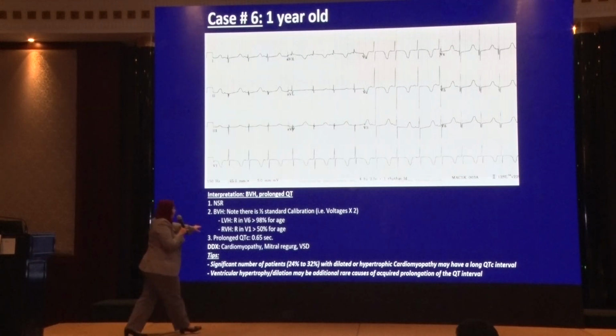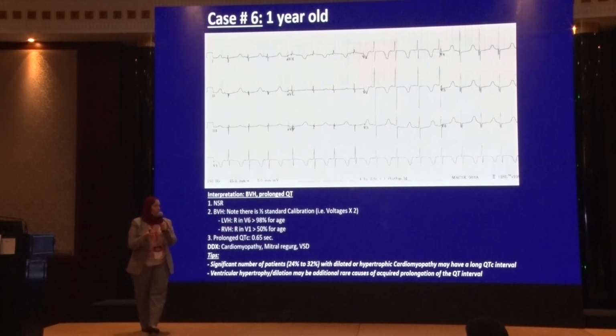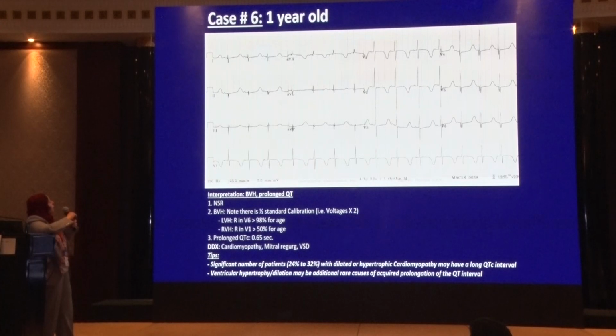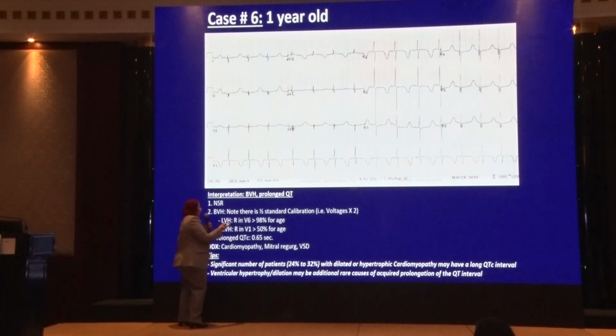So notice that there is half standard calibration, as you said. Why do we know that there is left ventricular hypertrophy? The R in V6 is more than the 96th centile for age. You will know this also from this chart, okay? The R wave is very tall in V1, okay? So this is abnormal. The R wave in V1 will speak to us about the right ventricle, and V6 will speak to us about the left ventricle. So the R wave is high in both, okay?